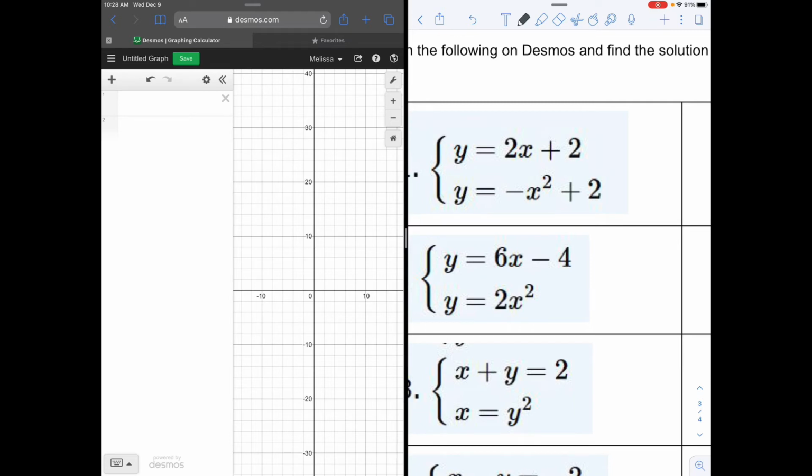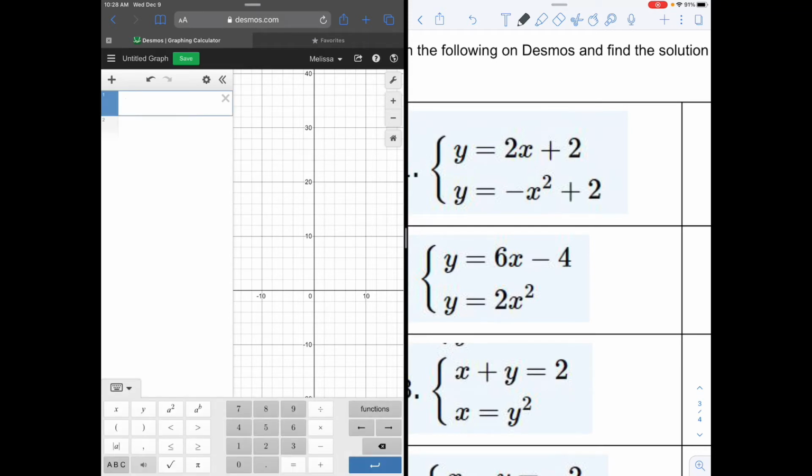But don't get intimidated by it, because we're going to use handy dandy Desmos. And Desmos is going to be a really nice tool here. I think it's probably going to be easier for you if you just get in the habit of writing y equals or x equals. So I'm going to start with number 2. So we're doing number 2.